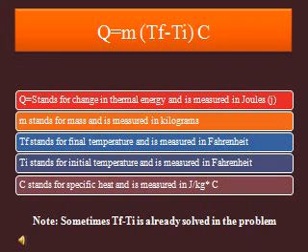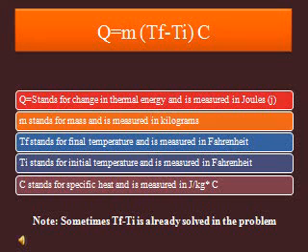M stands for mass and is measured in kilograms, which is represented by the symbol lowercase kg. TF stands for final temperature and is measured in Fahrenheit or Celsius. TI stands for initial temperature and is measured in Fahrenheit, but usually Celsius. C stands for specific heat and is measured in joules per kilogram times Celsius.